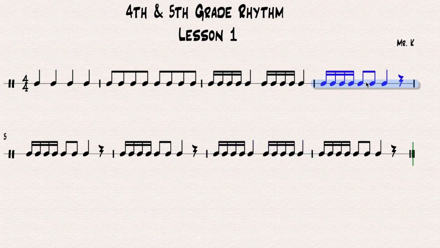Let's take a look at our 4th measure. Combination of everything, right? 16th notes, 2 eighth notes, quarter note, and a quarter rest. Let's count it out. Ready? Go. 1 E and a 2 and 3.